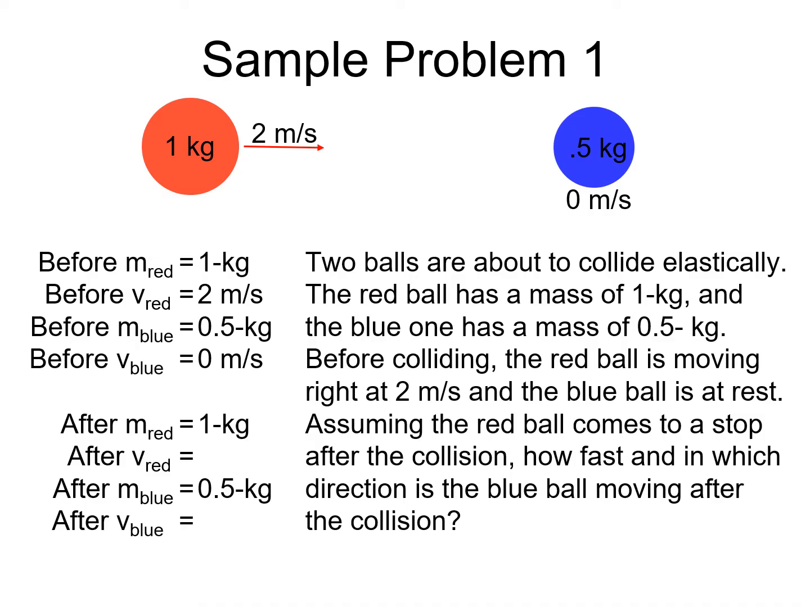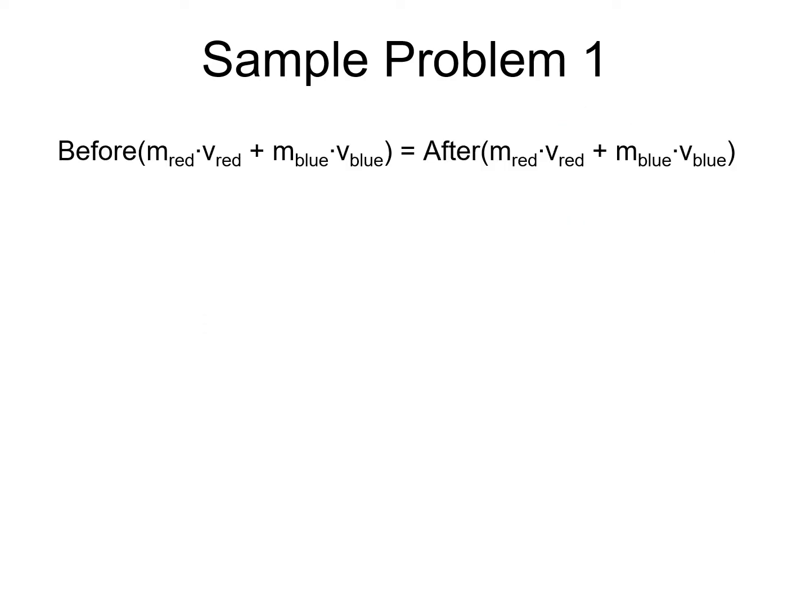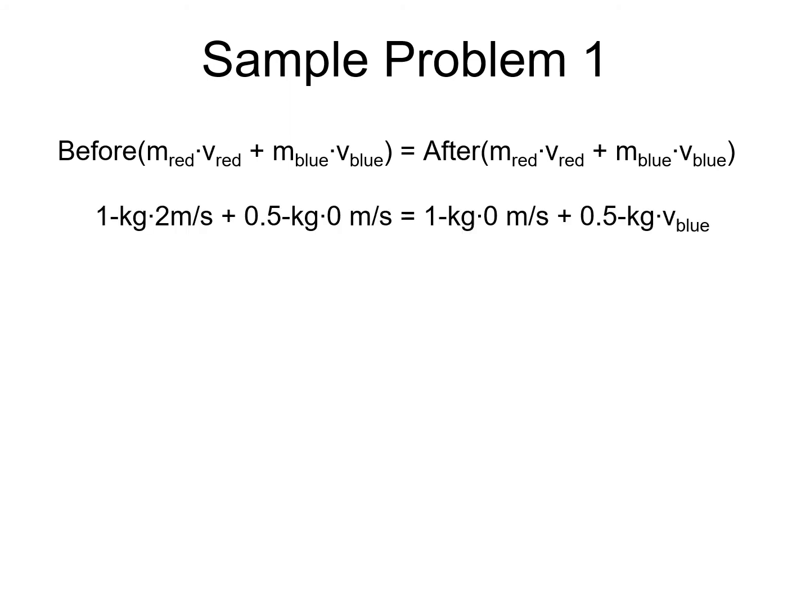It says that assuming the red ball comes to a stop after the collision, what does that mean? It means the speed afterwards is 0. How fast and in which direction is the blue ball moving? So our question, our unknown, is this velocity afterwards. That'll be speed and direction of the blue ball. We can set this up as a conservation of momentum question like this, and then just start plugging in values.